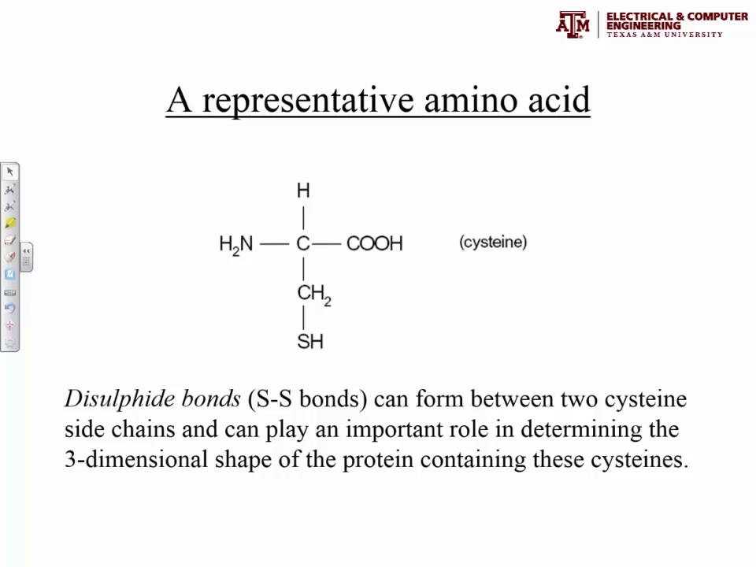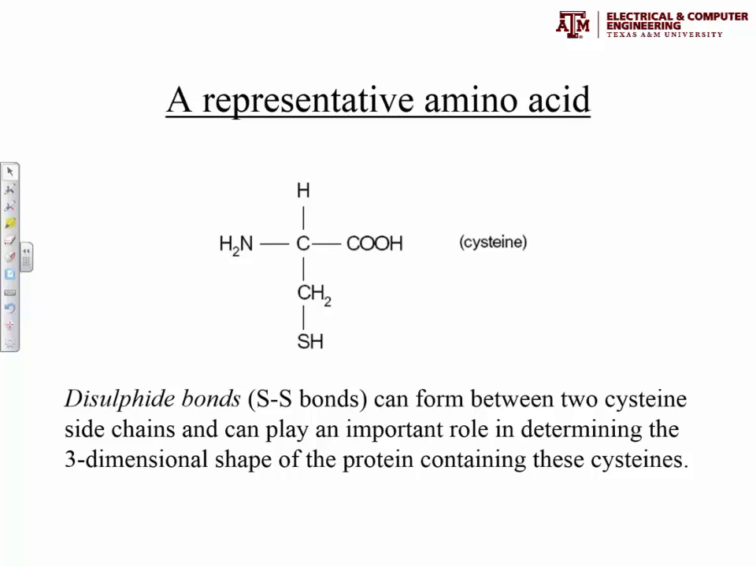So in fact, if you have 2 of these, they can link together, okay? The side chains can link together because the 2 sulfur atoms can link together and the hydrogen can be eliminated, okay? Inside the cell, that is not going to happen because inside the cell, it's an aqueous environment, so you have a lot of hydrogen atoms or hydrogen ions moving around, right? But when it's outside the cell, you could have cysteine units link up together like this. So disulfide bonds can form between 2 cysteine side chains and can play an important role in determining the 3-dimensional shape of the protein containing these cysteines.